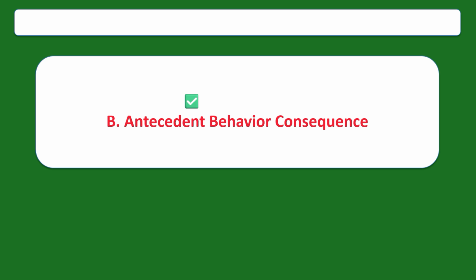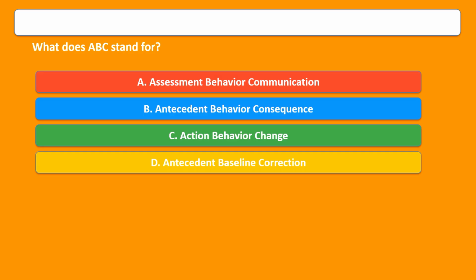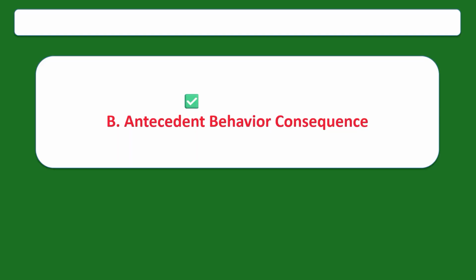Question 2. What does ABC stand for? A. Assessment Behavior Communication. B. Antecedent Behavior Consequence. C. Action Behavior Change. D. Antecedent Baseline Correction. Pause. Answer. The correct answer is B. Antecedent Behavior Consequence. Remember, ABC data is one of the most important tools used to identify patterns in behavior.